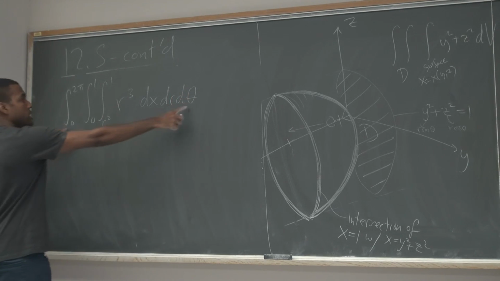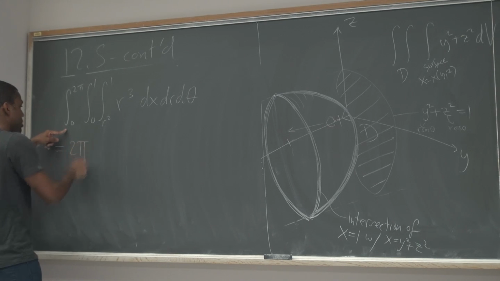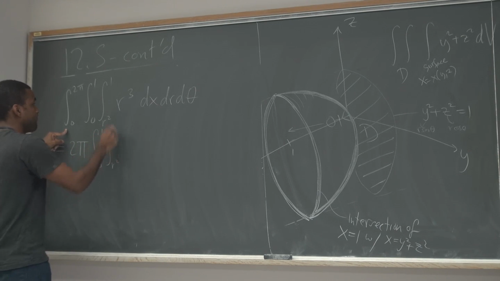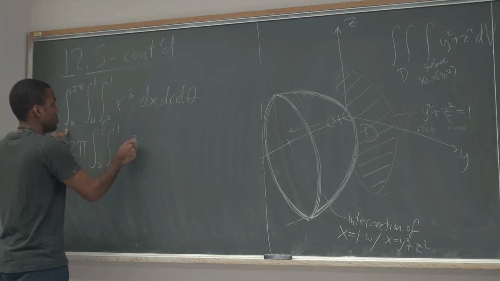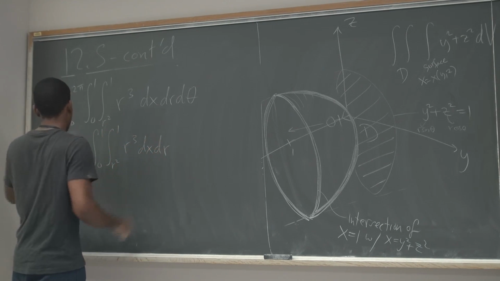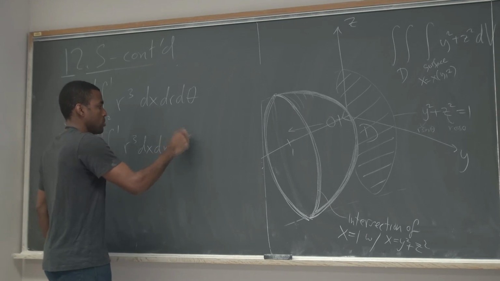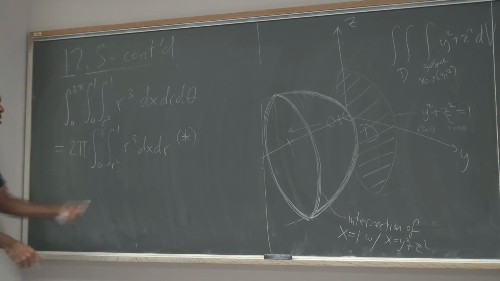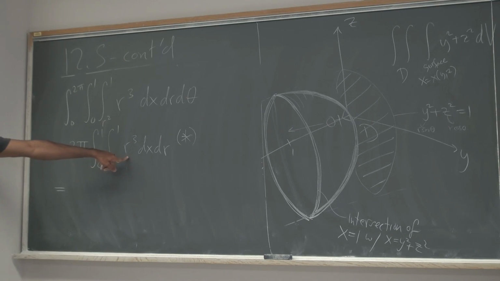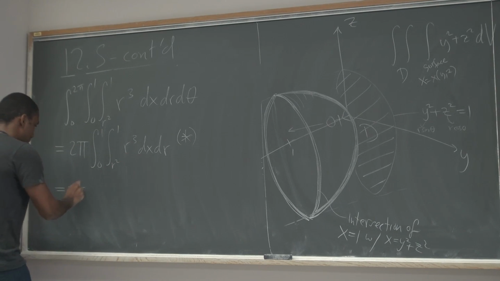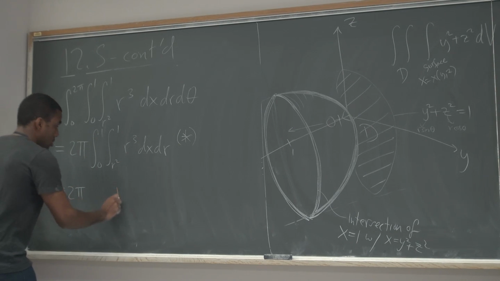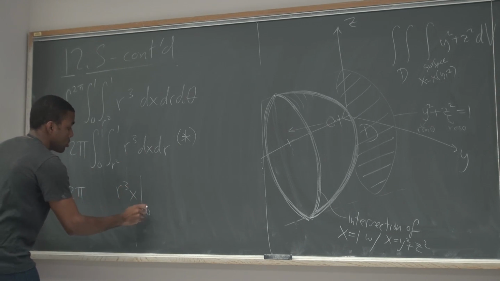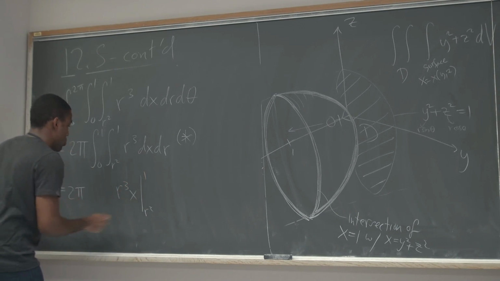So it turns out the d theta is going to give us 2 pi. Remind me to tell you something about what I just did just now. Okay, so now what? Integrate this with respect to x, what do I get? r cubed times x, where x goes between r squared and 1.